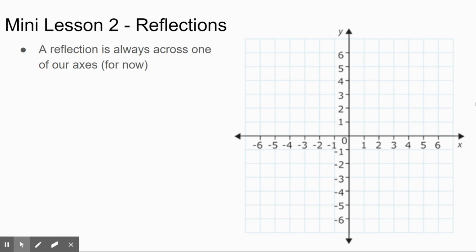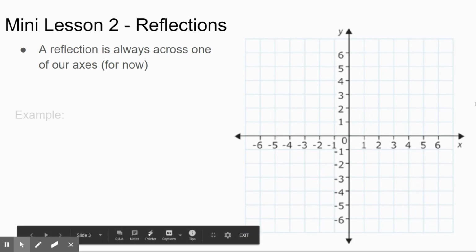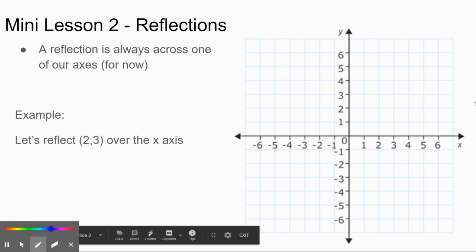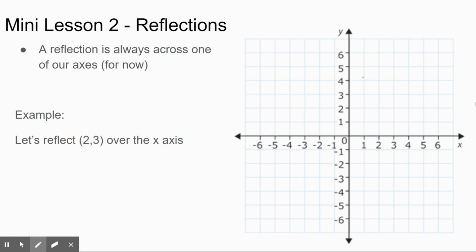We are going to work on reflections in basically the same way, but we're going to say that our axes are our mirrors. So for example, let's reflect the point (2, 3) over our x-axis. Now, we plotted this one last time. It was right here. We'll rewrite it just so that we have it. This is (2, 3).